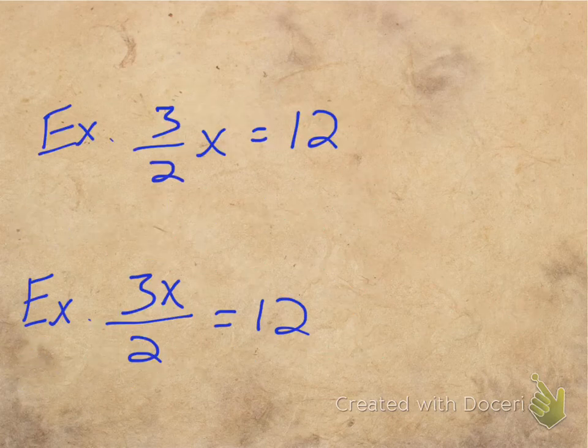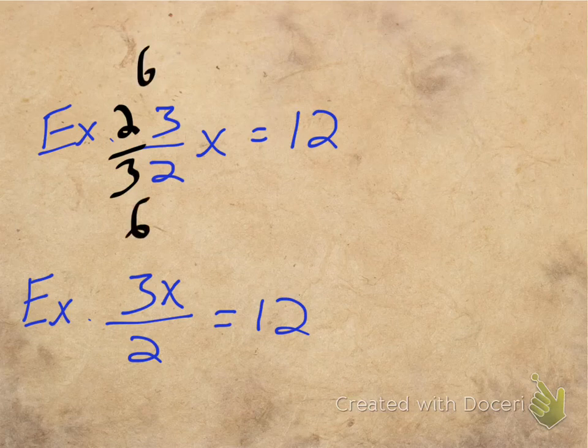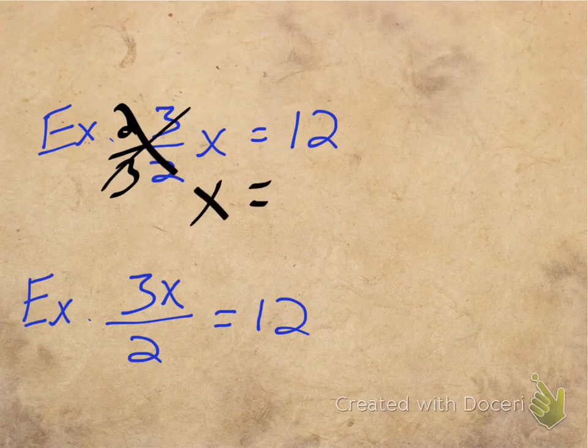All right, here's some more fractions. Just like before, we're going to flip this one upside down. Because what's 2 times 3? 6. 3 times 2 is 6. 6 over 6 is 1. So these cross out, you're left with x. I have to do the same thing to the 12. I have to multiply it by 2/3. So I'm going to have to add my 1.